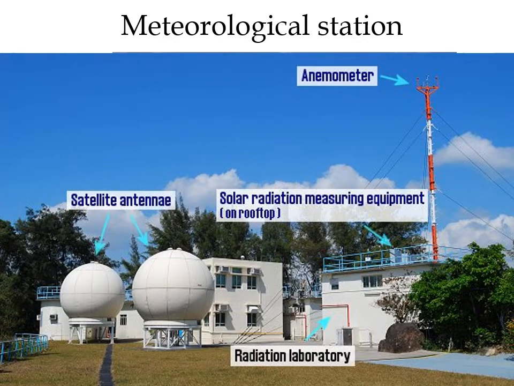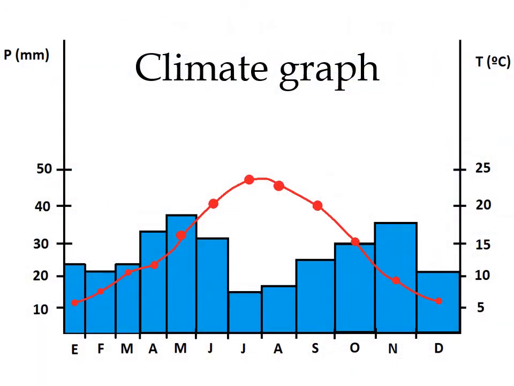This is a climate graph. You have already studied and created one climate graph in your exercise, and you know that it has some bars in blue that represent the precipitation, so rain, and a line in red that represents temperature. Remember, in red, this line is temperature, and in blue, these bars are rain, precipitations.